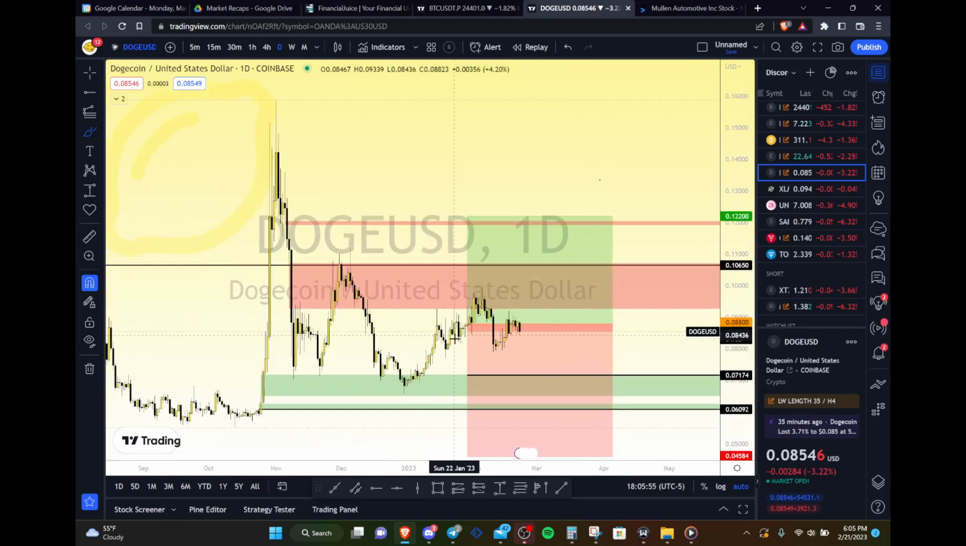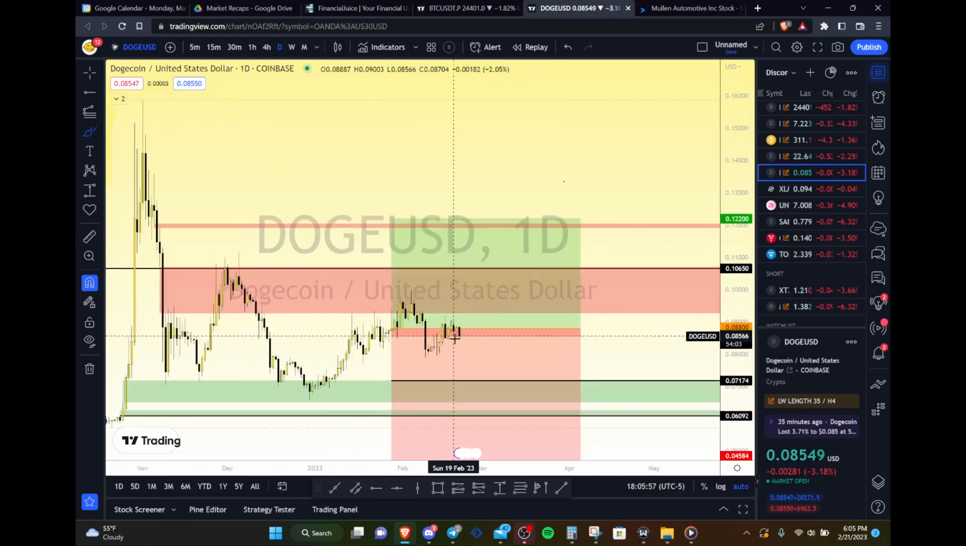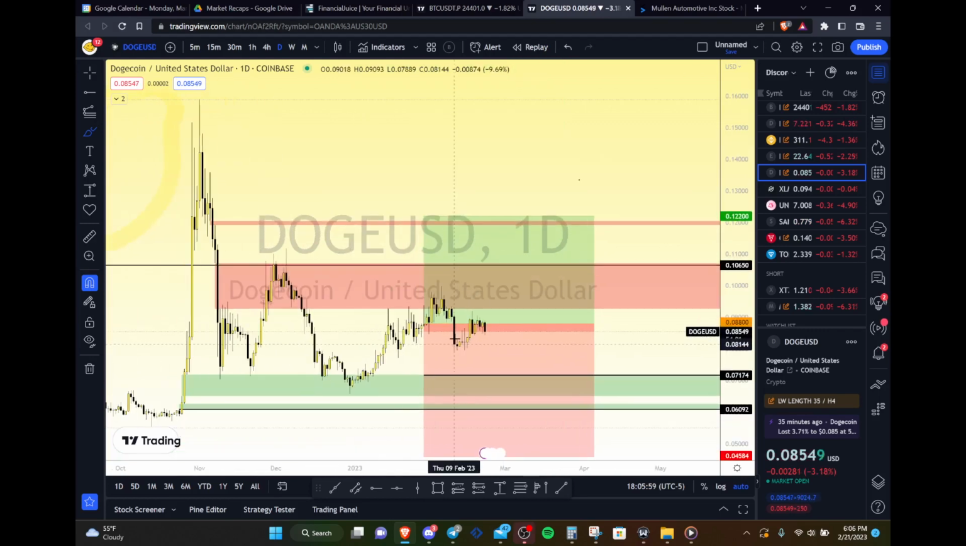So Doge, I have a couple levels I'm eyeing. So the first major level I want to look to potentially add on to, if we're going to break down further, is this fair value gap down here. So at around like 7.1, so 7 cents, we'll say, right? So ranging from 7 cents to about 6.8, and then I have another add-on level down here at around 6 cents.